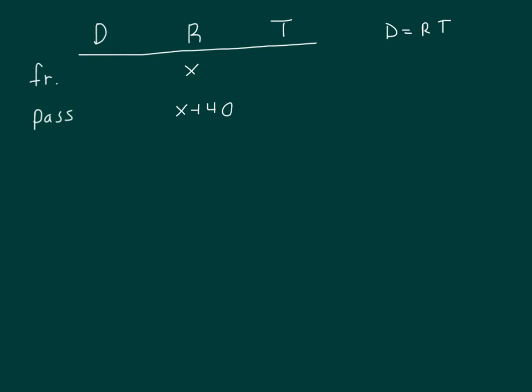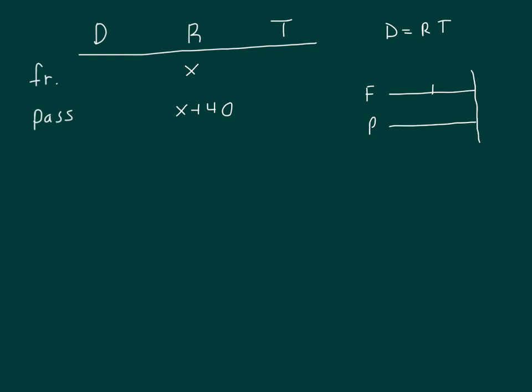Now let's look at our times. Freight train leaves 4 hours before a passenger train, and in 6 hours, the passenger train passes the freight train. So the freight train leaves first. Passenger train leaves 4 hours later, and at some point their distances are equal. So he started, freight train leaves the train station 4 hours before a passenger, and then in 6 hours the other train's caught up with him.